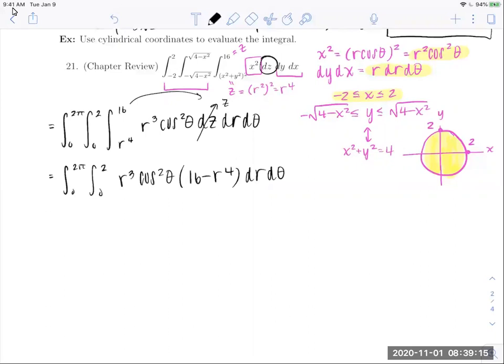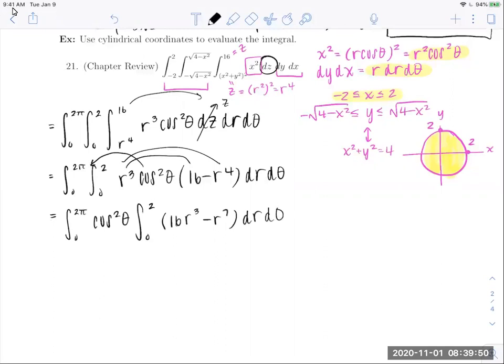All right. So next what I'm going to do is rearrange, and I'm going to pull my cosine squared out in front since it's independent of r. Now it can't go all the way in front, but it can go in front of my first integral there. So I have cosine squared theta right here. And then I'm going to distribute this r cubed to expand that polynomial. So 16r cubed minus r to the seventh dr d theta.